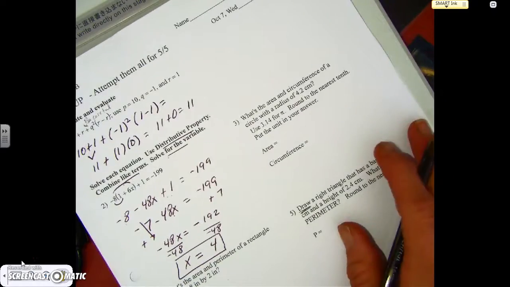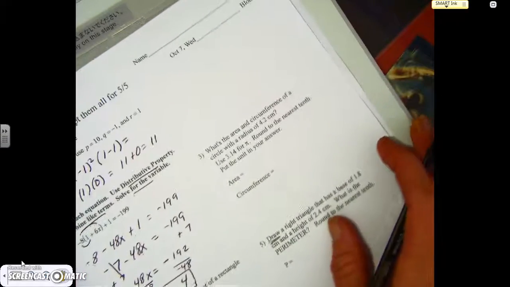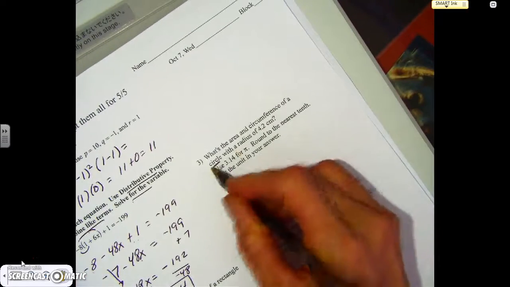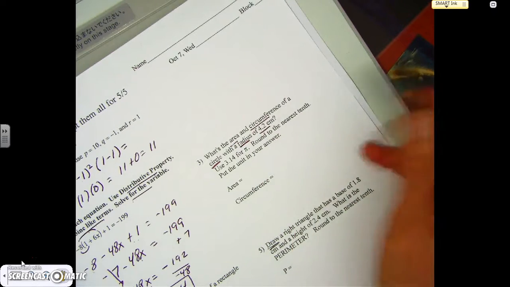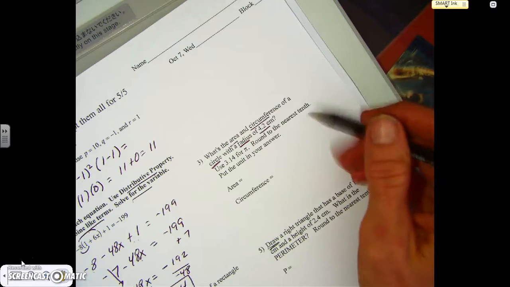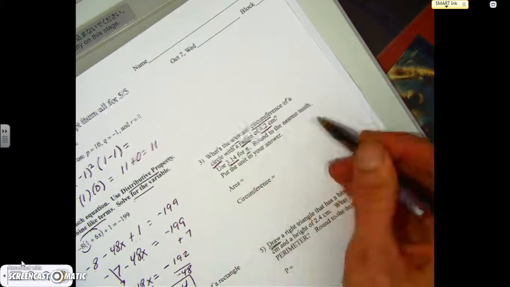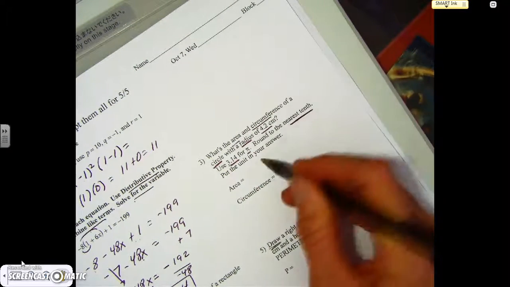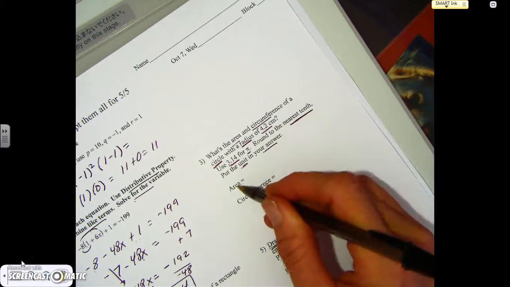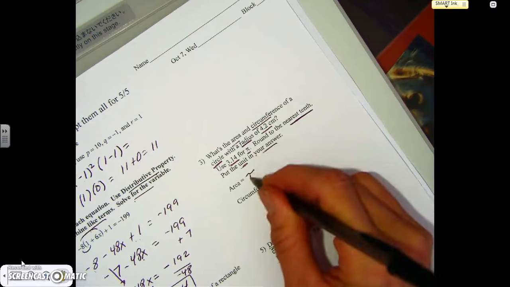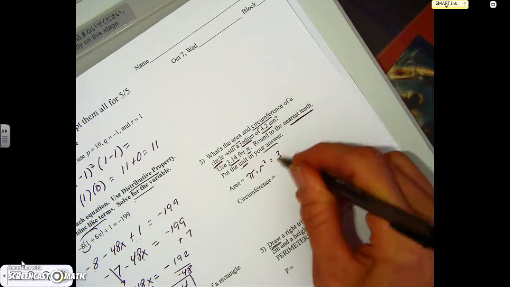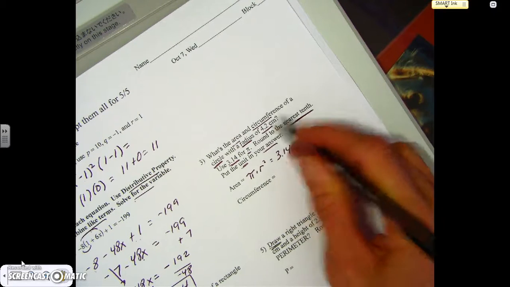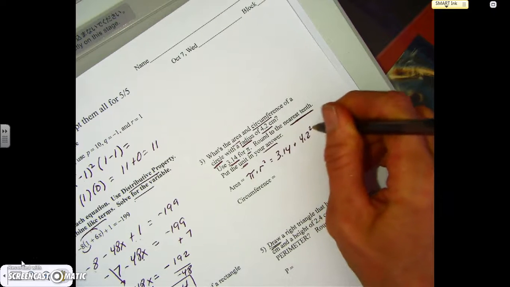All right, number 3. What's the area and circumference of a circle with a radius of 4.2? See how I underline all the important math words. Use 3.14 for pi, round to the nearest tenth, and put your unit in your answer. So area equals pi times the radius squared. Pi is 3.14 times the radius, 4.2 squared.